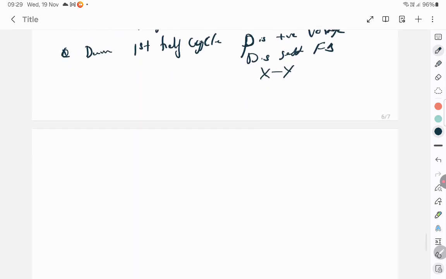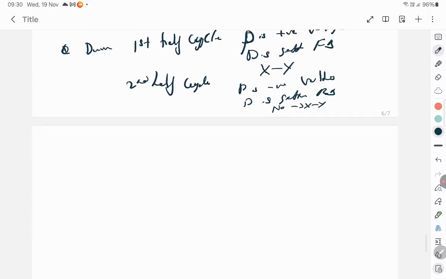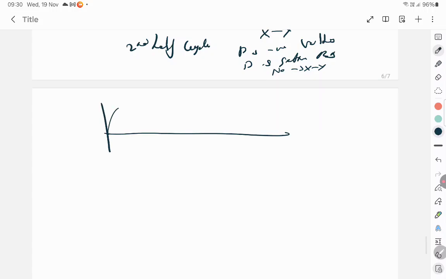During the second half cycle, what happens? P is getting negative voltage, and diode D is getting reverse biased, which means no current will flow from X to Y. So this process continues, and the input voltage is like this.